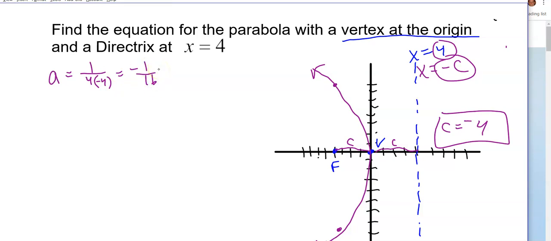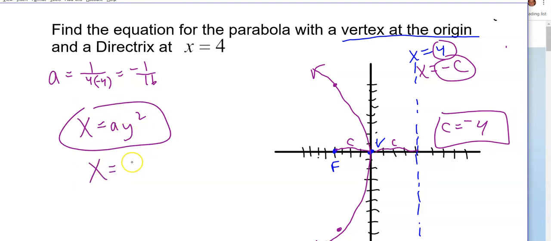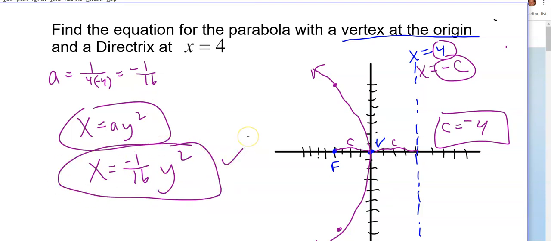So our equation, this is an x equals a y squared kind of graph. So my equation will be x equals negative 1/16 y squared, because we need a for the equation. So this is my answer. Double check it. It's opening to the left. A is negative, so it looks pretty good.